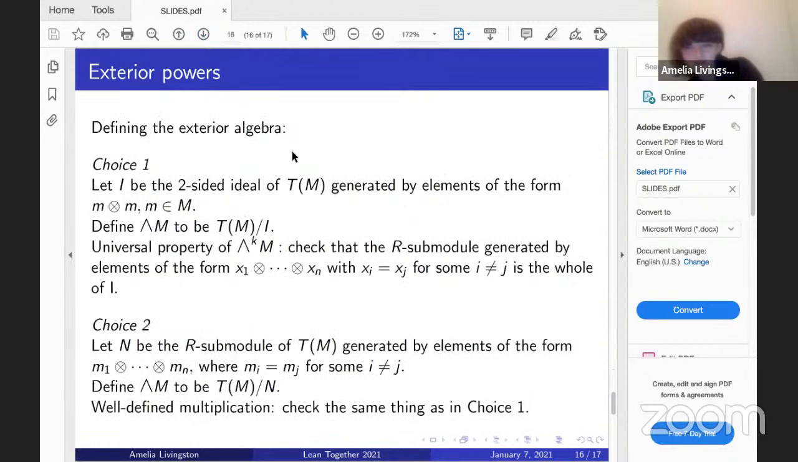So now that I had a nice tensor power API, I was hoping I wouldn't have to do any work to define the exterior powers, but there is still a little bit more work to be done. And there's 2 ways you can do this work.